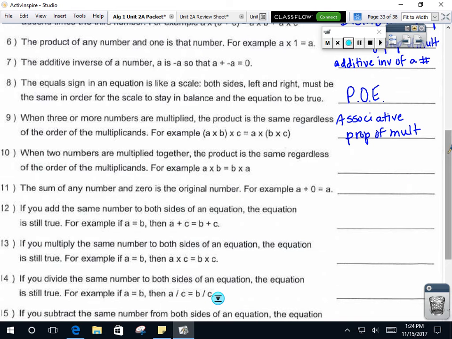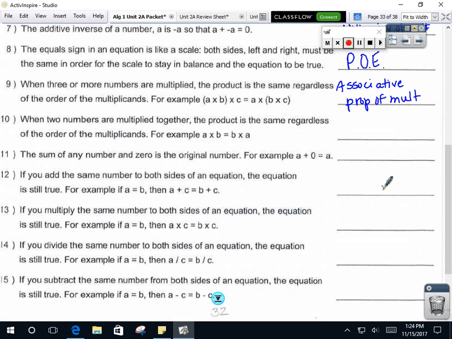All right, number 10. When two numbers are multiplied together, the product is the same regardless of the order of the multiplicants. For example, A times B equals B times A. Right, commutative property of multiplication.